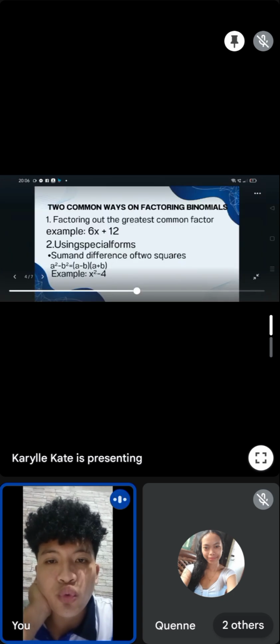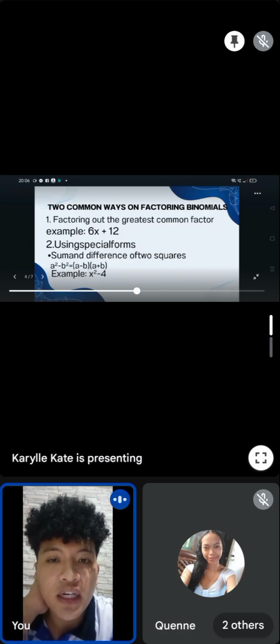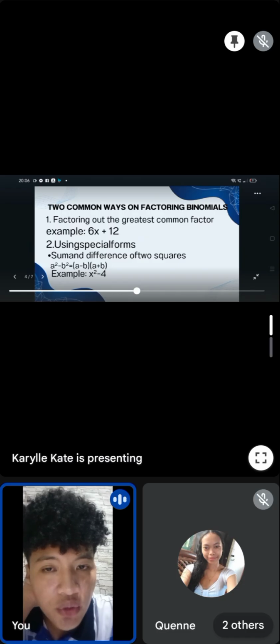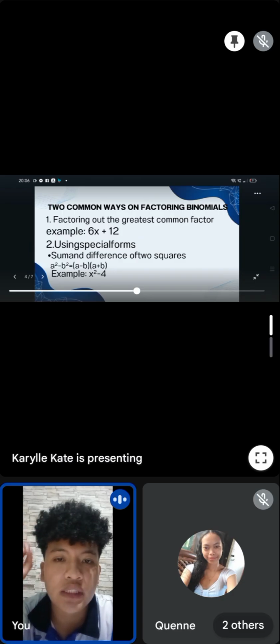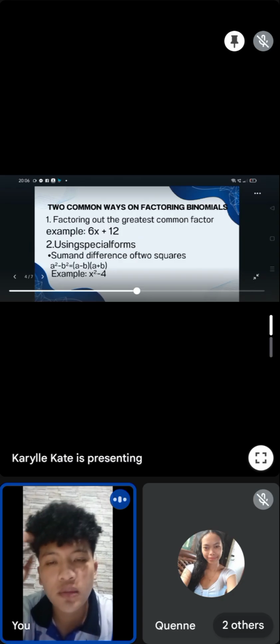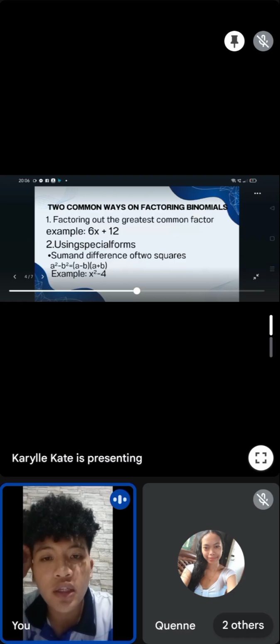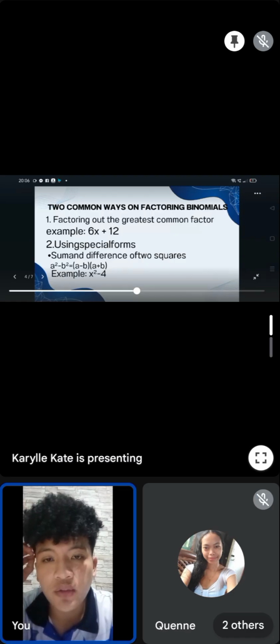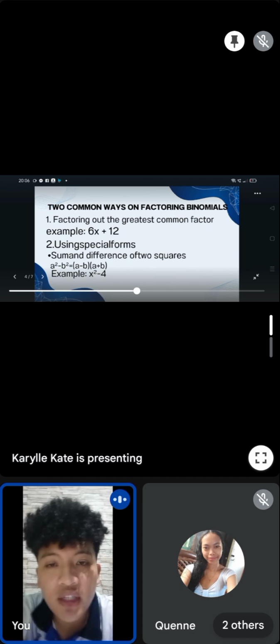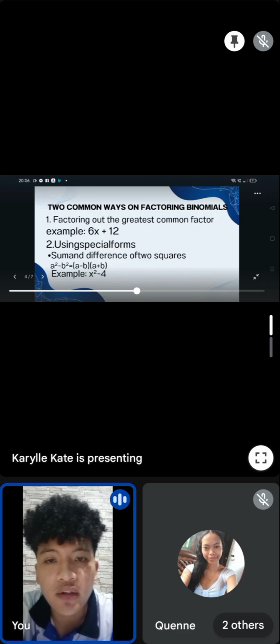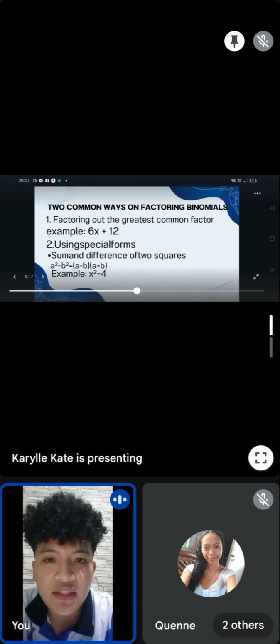There are two common ways of factoring binomials. First is factoring out the greatest common factor. For example, we have here a binomial: 6x, which is the first term, and plus 12, which is the second term. This expression is clearly a binomial since it has two terms. So 6x plus 12. What do you think is the greatest common factor here? Who can answer?